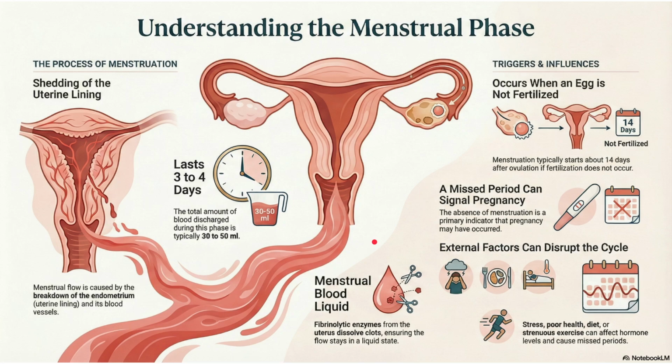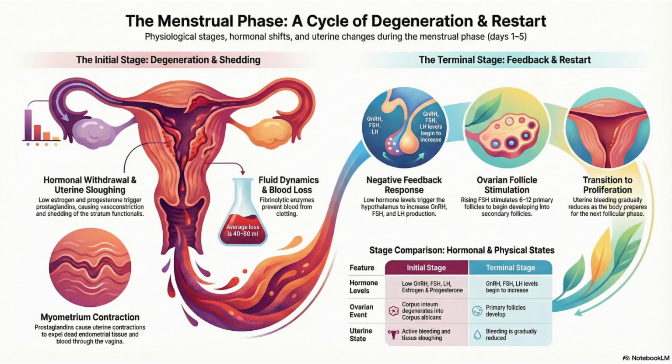So usually lack of menstruation may be indicative of pregnancy, but it can also happen due to other reasons. What are those reasons? Stress, poor health, strenuous exercise. This we can see. Then the endometrium is going to break off and come outside through the vagina of the body. Myometrium will undergo contraction. It is going to come outside.